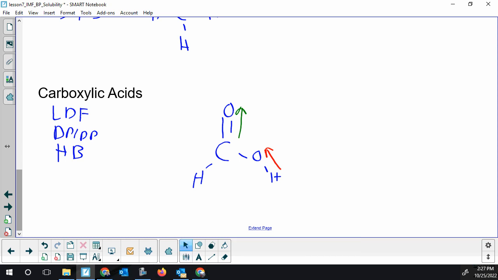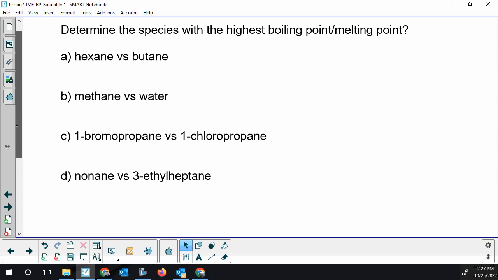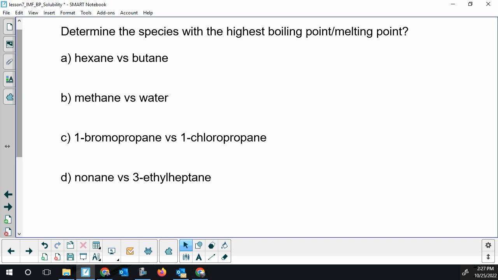Okay. So let's see how you can work on making the list and comparing these examples. So hexane versus butane, you're just circling, determine the species with the higher boiling point, or melting point. They have the same trend. Just think of what has the higher boiling point. Hexane, butane, methane, water, 1-bromopropane versus 1-chloropropane, and nonane versus 3-ethylheptane.